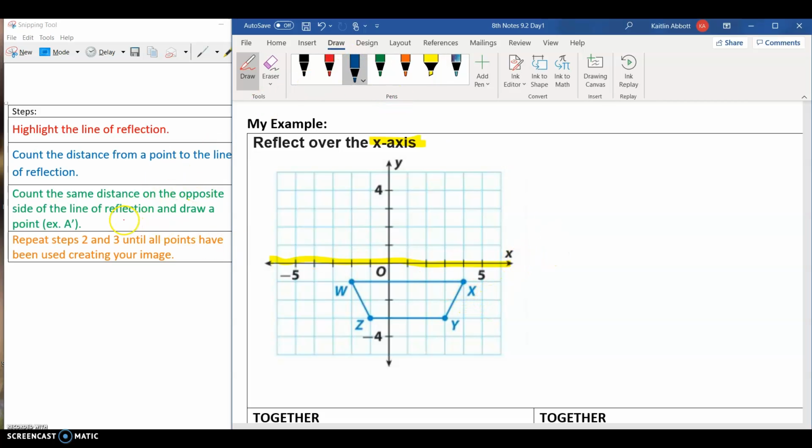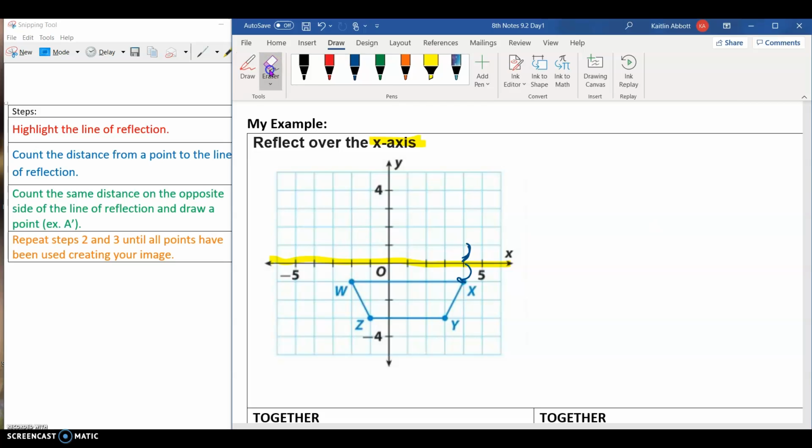Now it says count the distance from a point to the line of reflection. So I'm going to pick X here, and I'm going to count how many spaces away it is from the line I highlighted. Well, I see that it is 1 space away. So if it's 1 space away from this line, it's going to be 1 space away from this line.